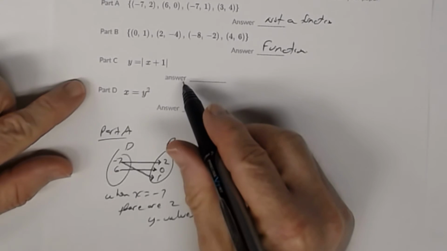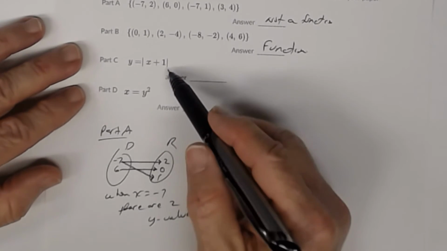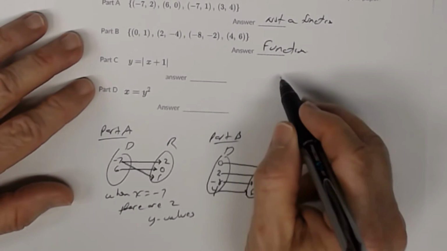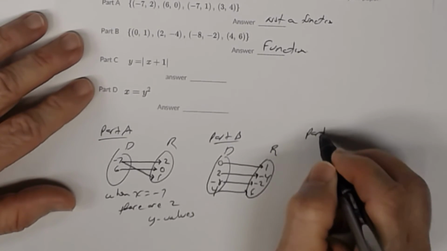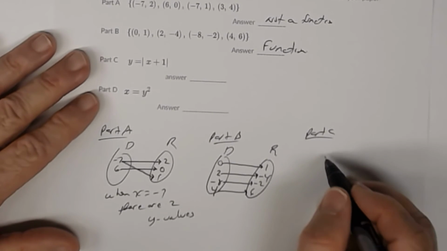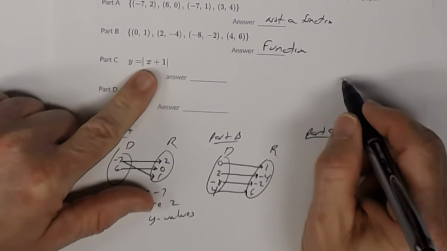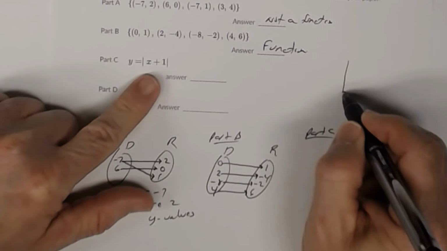Okay, in part C, now some students have trouble when an equation is given, when the relation is written in terms of variables. So let's look at part C. The way I would have done part C is two ways in this case. I know what the graph of an absolute value looks like. Remember, that's that V, right?